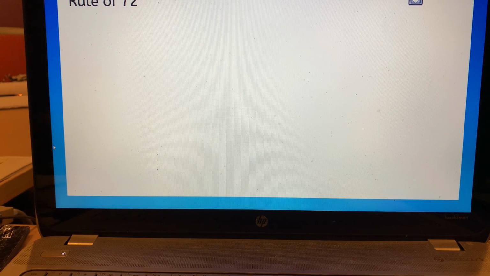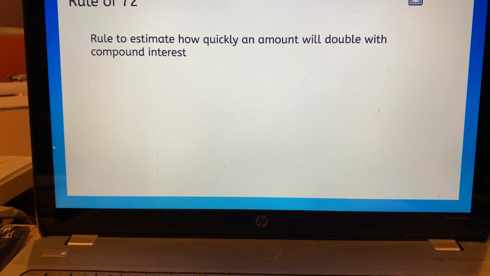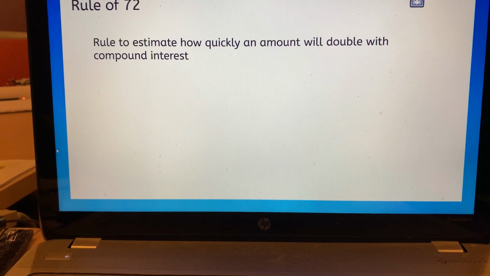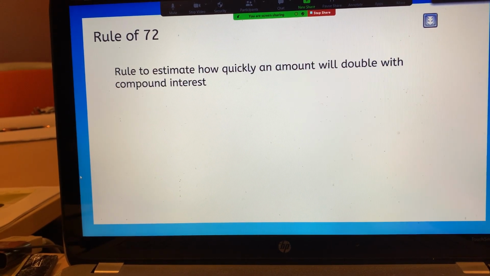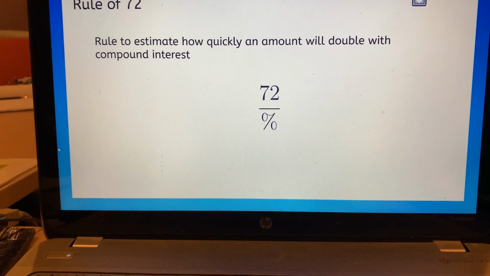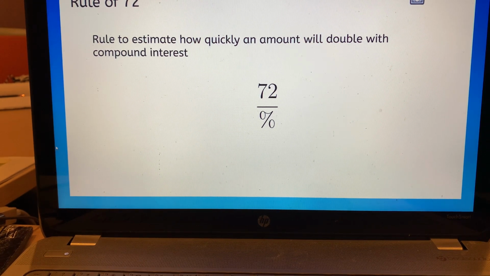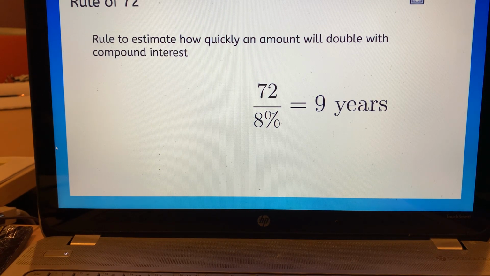Because of the speed at which compound interest grows, it's relatively easy to double the principal amount of an account that utilizes compound interest. We can use the rule of 72 on any loan with compound interest to estimate how long it will take to double in value. The rule of 72 is pretty simple. You take 72 and divide it by the annual interest rate. Say the interest rate is 8%. Then the value will double in approximately 9 years.